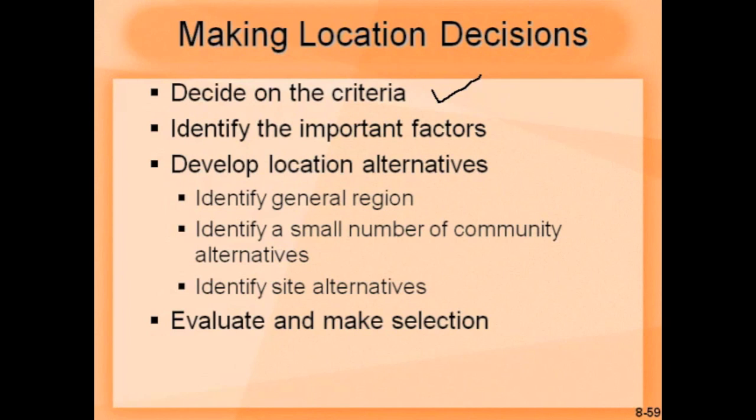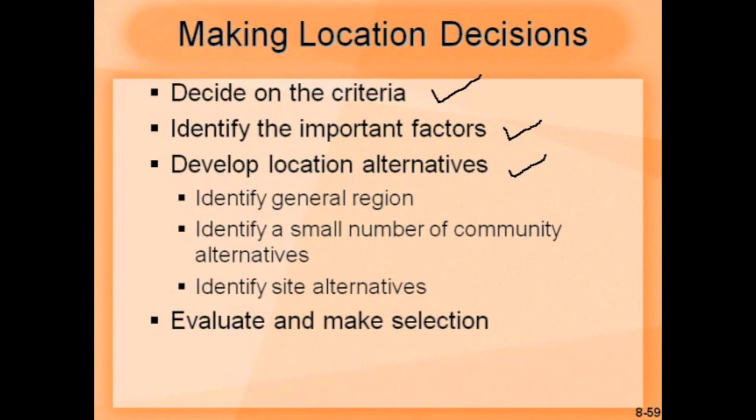So obviously, a smaller company like themselves wants to be near the big company so that they can reduce the transportation cost. So decide on the criteria on which to evaluate. Identify important factors. Once that criteria has been decided, then what are the factors that have impact on that? And then develop different alternatives.